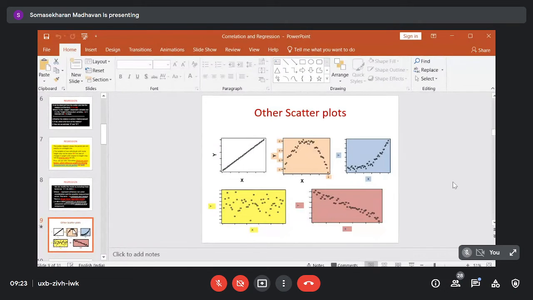But the second one is not a perfect relationship, and it is a quadratic relationship. The third one you can see is an exponential relationship. And in the fourth one, you can see the values are distributed randomly without any pattern. So the figure given in yellow color indicates there is no relationship between x and y. This is the way we interpret the scatter plots.